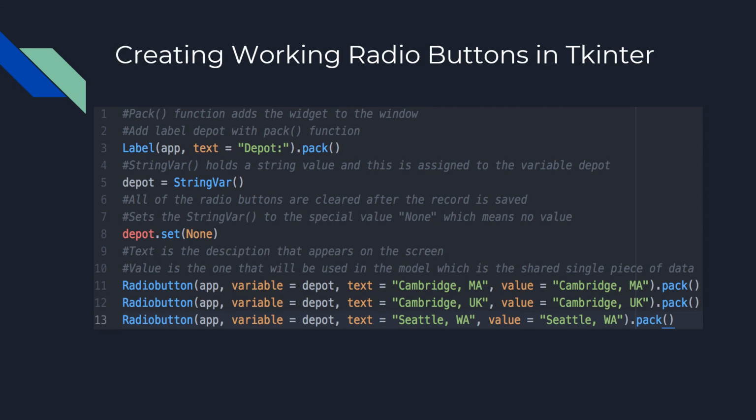All of the radio buttons are cleared after the record is saved, so we set the StringVar to the special value None, which means no value. So there are no string values after it is erased: dpot.set(None). Then we add the radio buttons to the code. Text is the description that appears on the screen, and value is the one that will be used in the model, which is a shared single piece of data. So Radiobutton(app, variable=dpot, text=Cambridge, MA, value=Cambridge, MA).pack(), and this is repeated for Cambridge, UK and Seattle, WA.